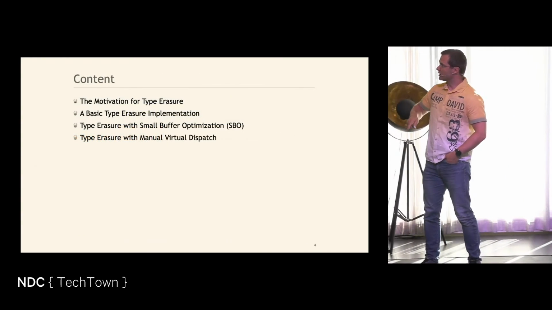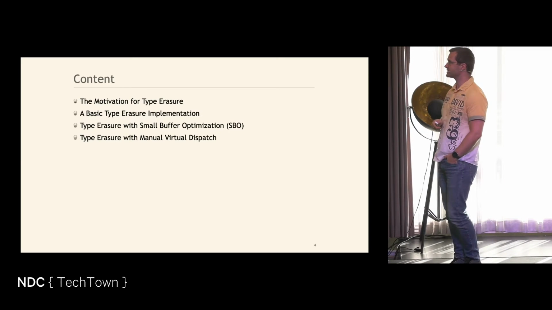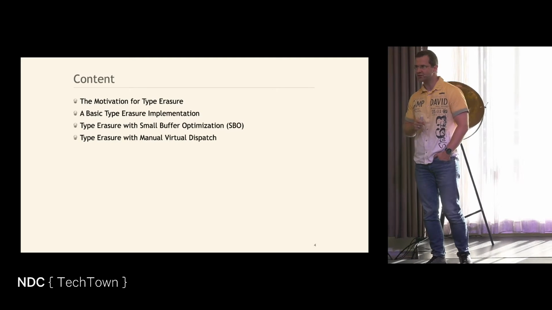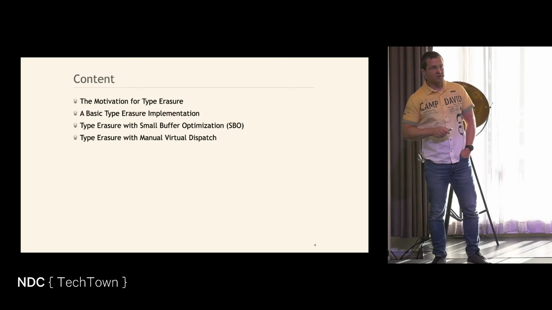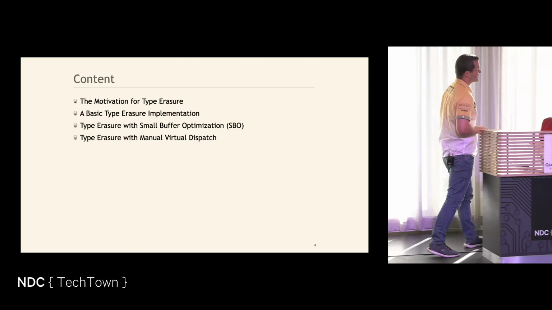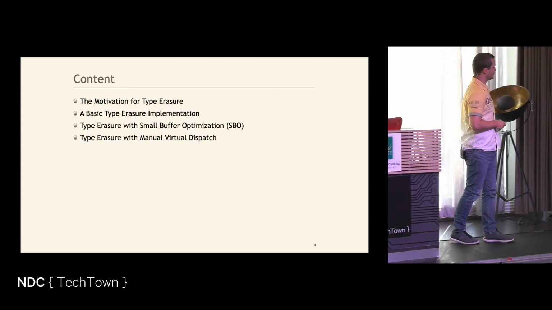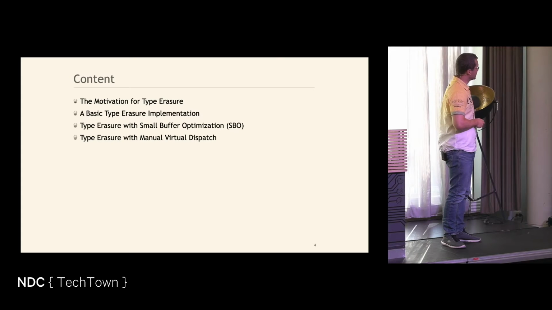So I will first talk a little bit about why to use Type Erasure. Then we'll see the basic Type Erasure implementation that I showed last time, although I already go a little more into detail because there are a lot of choices. And I'll start talking about what you can do to actually speed up performance. Of course, this is important and pretty interesting because C++, after all, is about performance. And there's a second technique, Type Erasure with manual virtual dispatch.